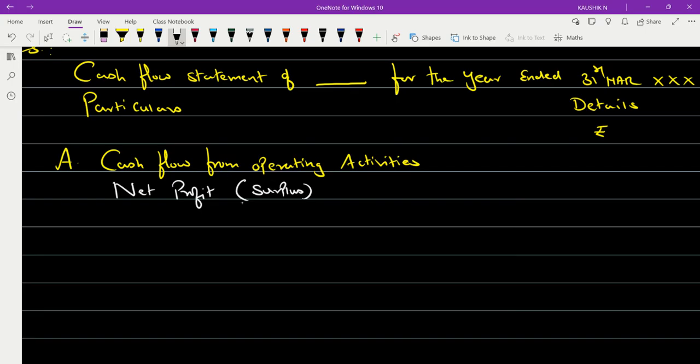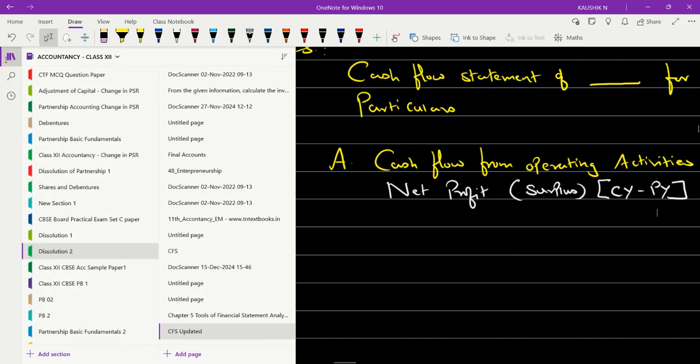And how are we going to find the surplus? By finding the difference between the current year value and the previous year value. So we are going to find out the net profit; that is the first starting point. And we find this net profit by finding the difference between the surplus of the current year and the previous year. Okay sir, how is surplus a difference? Okay, let me make you understand.